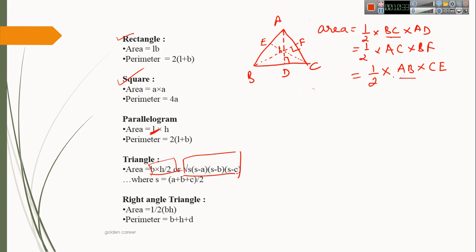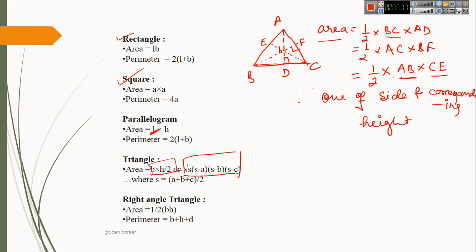So when we use a base, we use the corresponding height, and in all cases the areas will be the same because we are calculating the area of the same triangle. This is the area calculated when we are given one of the sides and the corresponding height. Corresponding height means when BC is given, we must have AD. If AC is given, we must have BF, and if AB is given, we must have EC. Then we can calculate the area of the triangle.